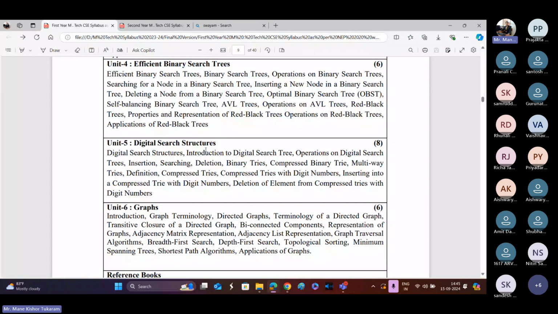Then unit number 5 is related to the digital search structure. Digital search structure includes the introduction, then the different operations, then binary tries, compressed tries, and so on. And the last unit is related to the graph. So BFS and DFS, then the graph terminology, how to represent graphs. All these things we will cover.